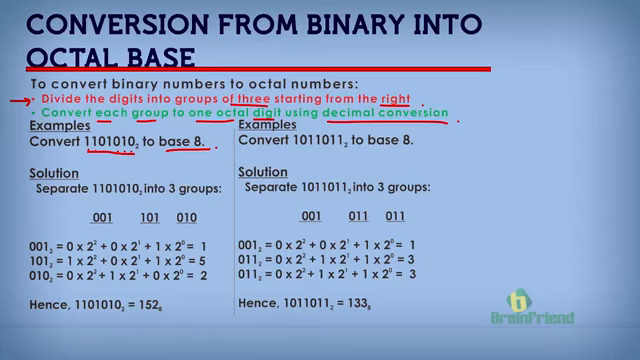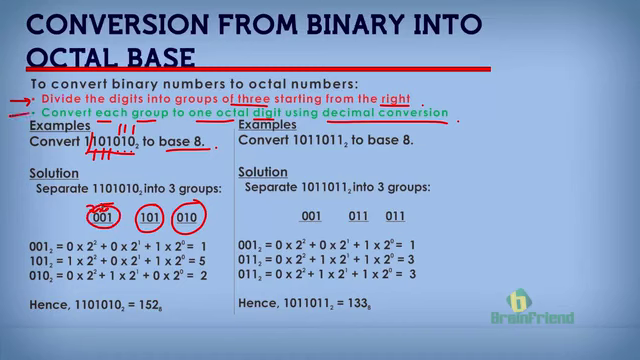So let's begin from our right. We have 0, 1, 0. That's the first group. Next, we have 1, 0, 1, the second group. Then we have the last number, 1. Our groups must be in 3 digits, so we have 1, and then we add 2 zeros before that 1 to complete our 3 digits.